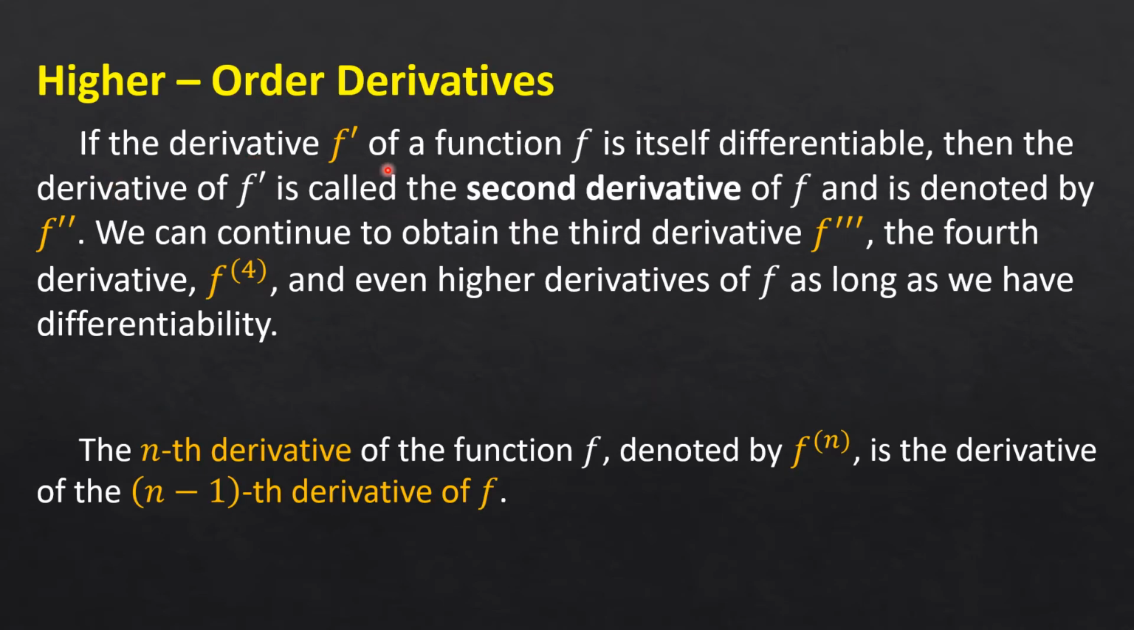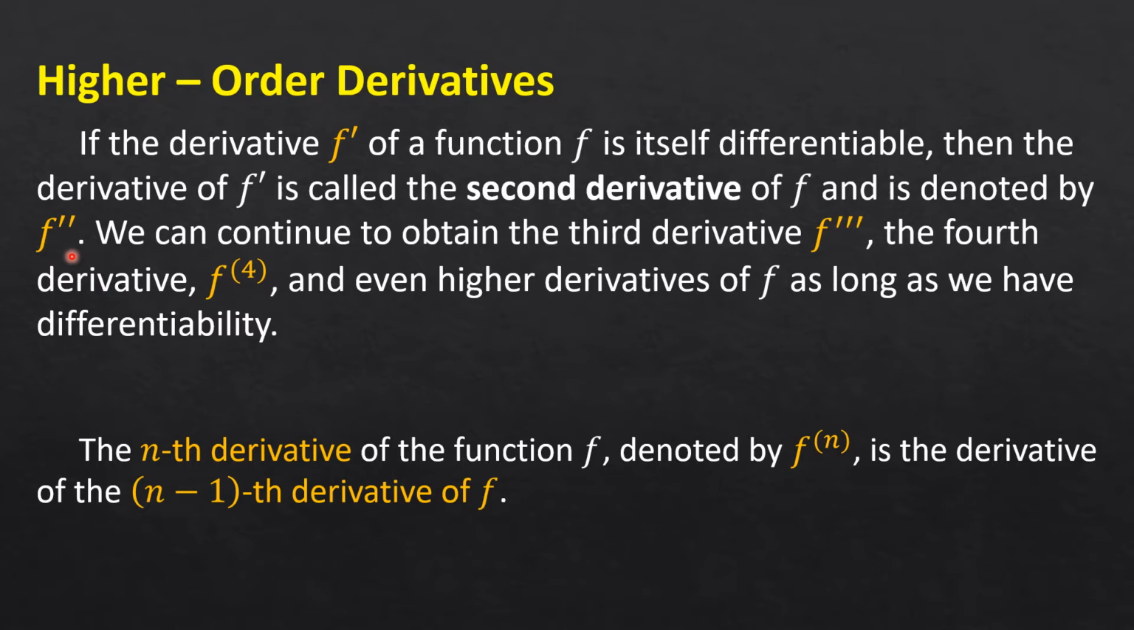if the derivative f prime of a function f is itself differentiable, then the derivative of f prime is called the second derivative of f. So kapag dinifferentiate mo pa ang f prime, okay, na ang f prime ay ang first derivative ng f, tatawagin mo na siyang pangalawang derivative or second derivative, which usually denoted by f double prime. Okay, and we can continue to obtain the third derivative. So ang third derivative na to ay ang pangatlong derivative ng f. Pero ang third derivative, tinatawag mo siyang first derivative ni f double prime or ni second derivative.